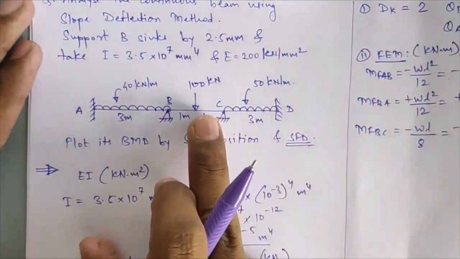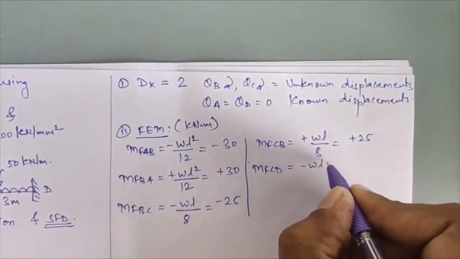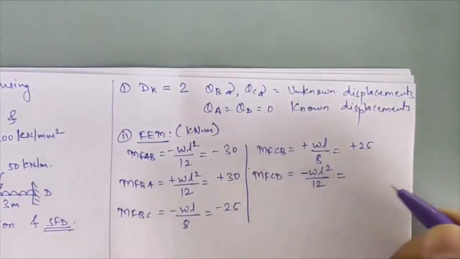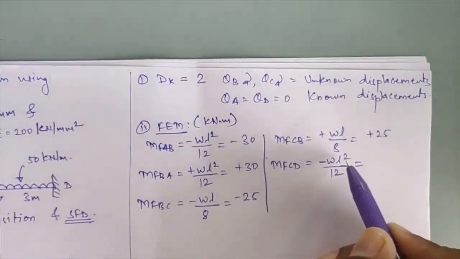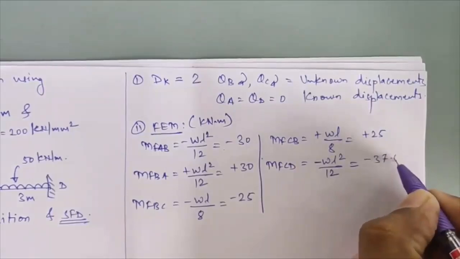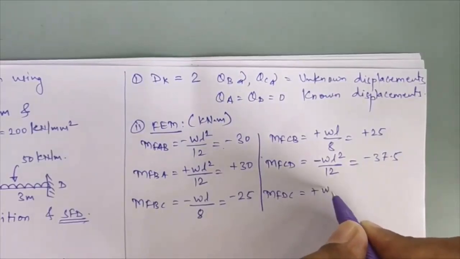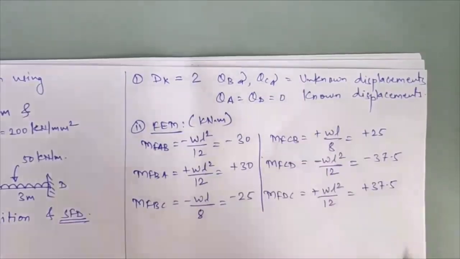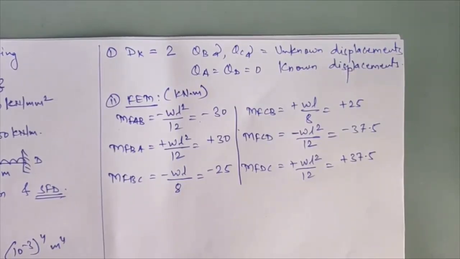Same way, in last span now, MFCD I'll get. Again in span CD, it is loaded completely with the UDL. So that comes again minus WL square upon 12. Restoring moment is anti-clockwise, so that comes negative here. So W here is 50, length of span is 3, so 50 into 3 square divided by 12, that comes equal to minus 37.5. And same way MFDC will come plus WL square by 12, that is equal to plus 37.5. So these will be my final fixed moments.